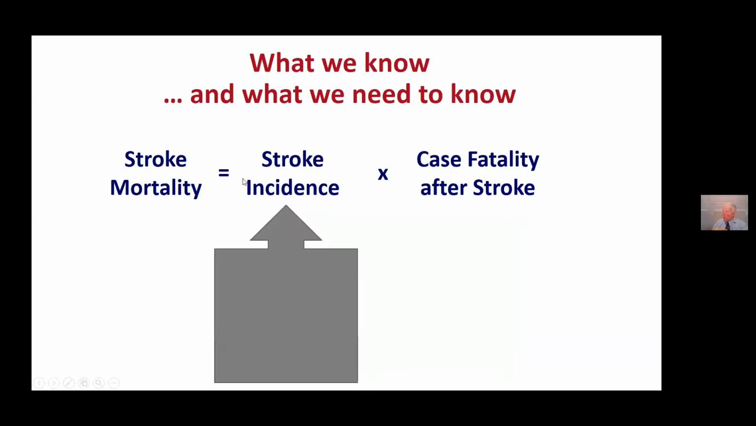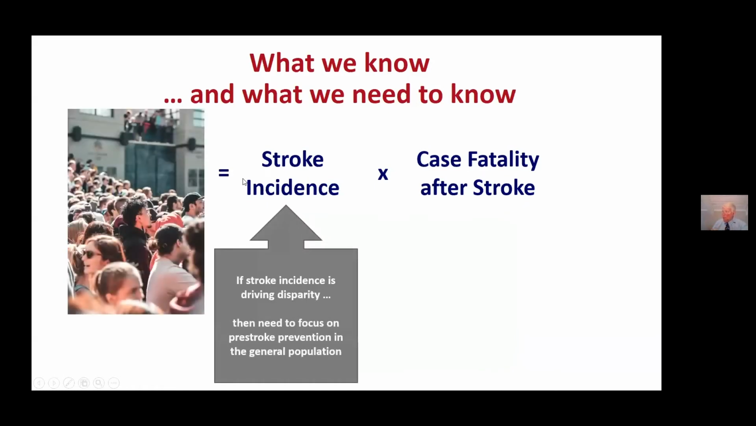And of course, the answer is that if it is incidence that's driving the disparity, then what we need to do to make a difference is to focus on pre-stroke prevention in the general population. Specifically, what can we do to stop African Americans from having more strokes? So this becomes now a population issue.